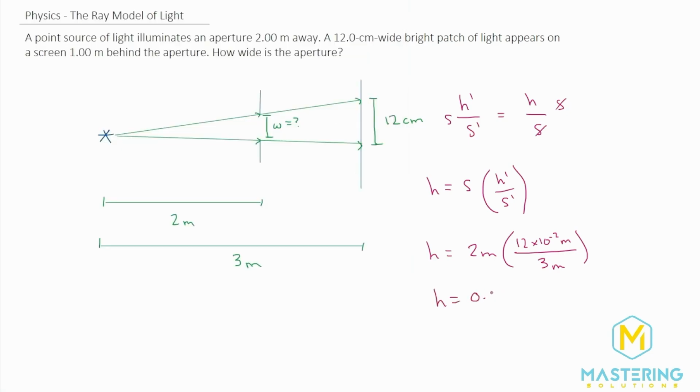So 0.08 meters. And if we convert that, we have 8 times 10 to the negative 2, or 8 centimeters. So the width of our aperture after using this ratio equation here is 8 centimeters.